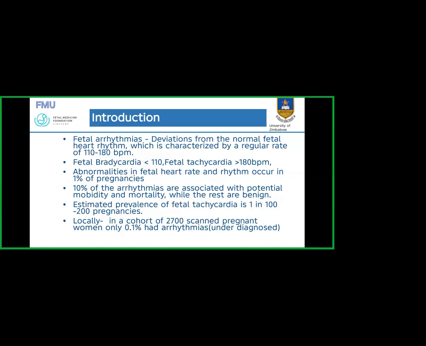Abnormalities in fetal heart rate and rhythm occur in about 1% of all pregnancies. 10% of the arrhythmias are associated with potential morbidity and mortality, while the rest are benign. An estimated prevalence of tachycardia is 1 in 100 to 200 pregnancies. Locally, in a cohort of 2,700 scanned pregnant women at fetal medicine, only about 0.1% had arrhythmias. One possible explanation is that we may be underdiagnosing fetal arrhythmias.